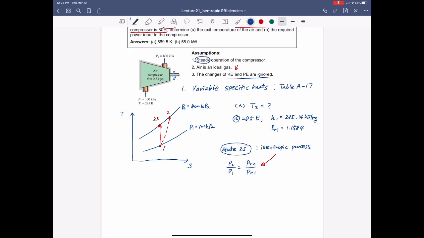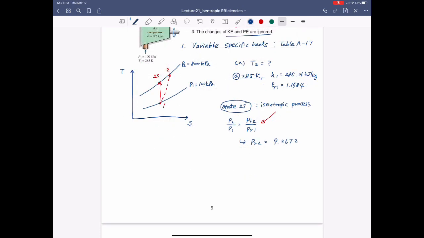Okay. So from this value, we can calculate PR2, the reduced pressure at the exit, because we do know P2 and we do know P1 and we know PR1. So from this relation, our reduced pressure PR2 is 9.2672. Then how can you use this reduced pressure at 2?